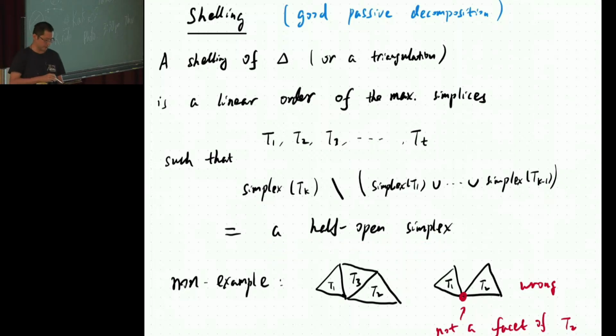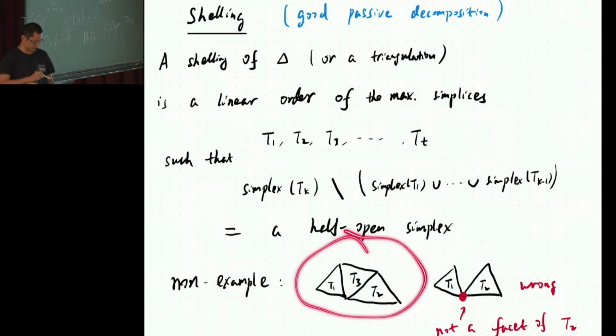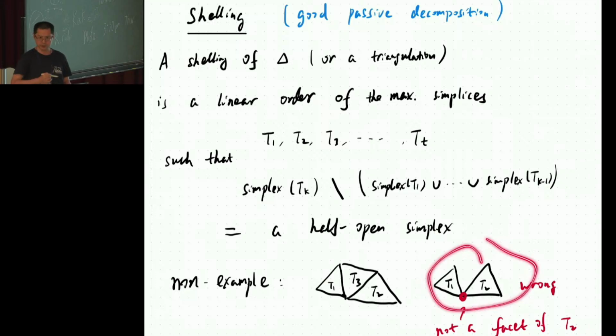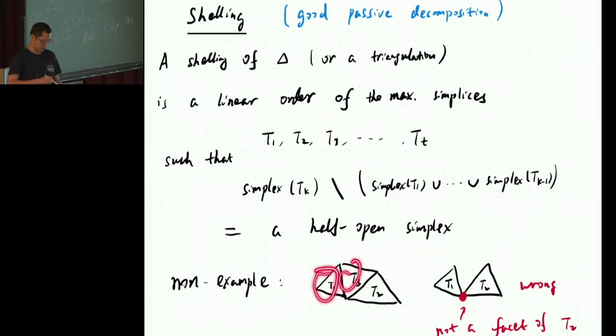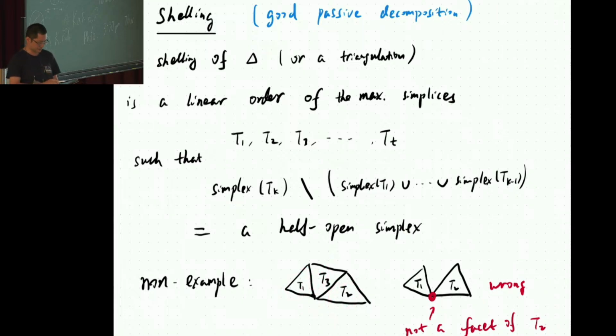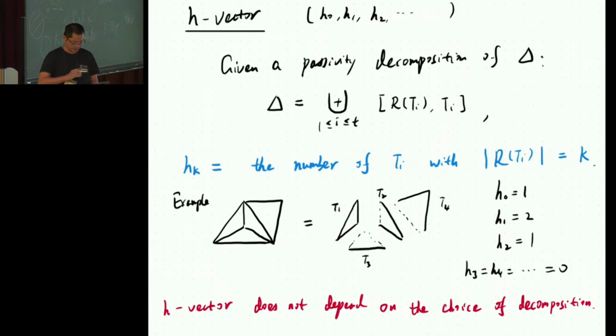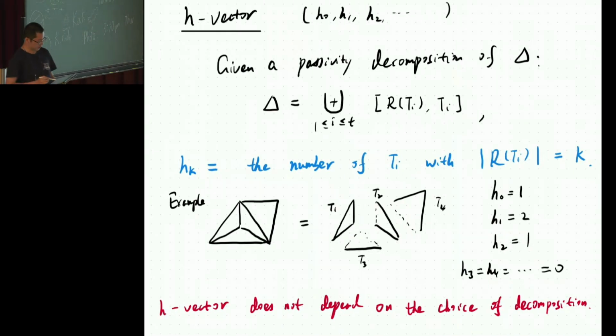Here I will give you a non-example. If you do T1 first, then you do T2, the problem here is the new part is T2 minus this one vertex, but this vertex is not a facet, it's not codimension 1. So this will not be a shelling. If you want to have a shelling, you must do this first, then this and this, something like that. Clearly, any shelling will give me a passivity decomposition. Now it's a good time to define the h-vector.